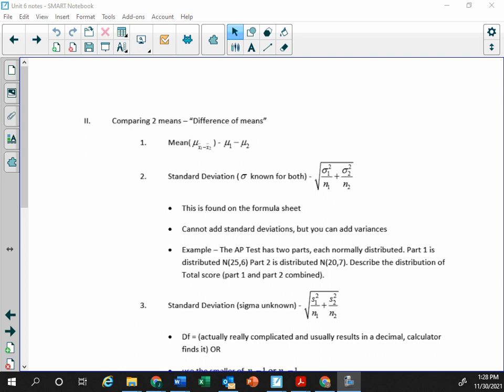All right, guys, we are starting on this page in your packet, the comparing two means.